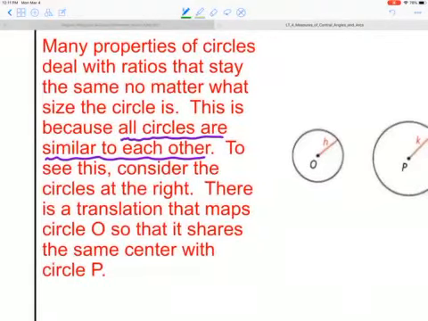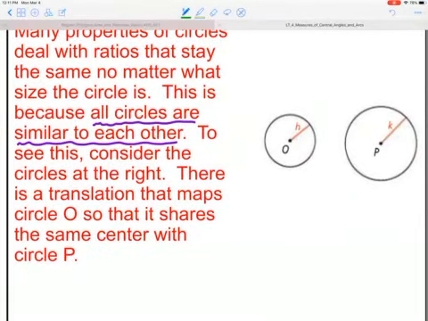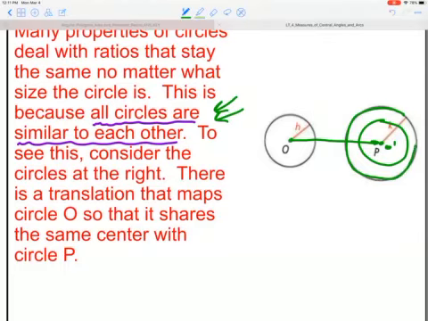Okay, many properties of circles deal with ratios that stay the same no matter what the size circle is. This is because all circles are similar to each other. You need to know that. If I took circle O and I translated it over to circle P, I would have circle O prime here. And then if I dilated circle O prime about P, then I would get the circle P. So you can see that all circles are similar to each other.